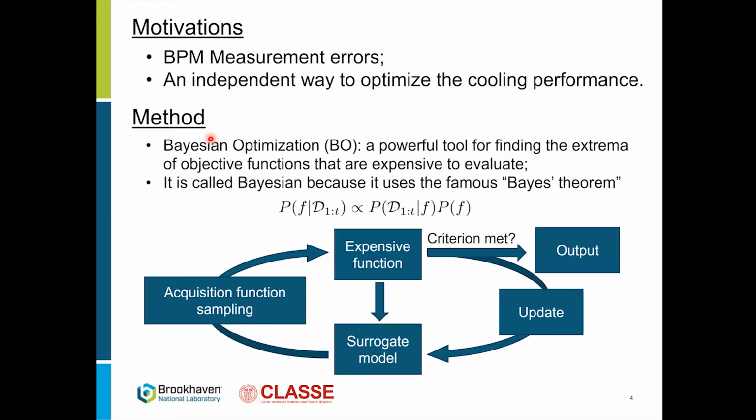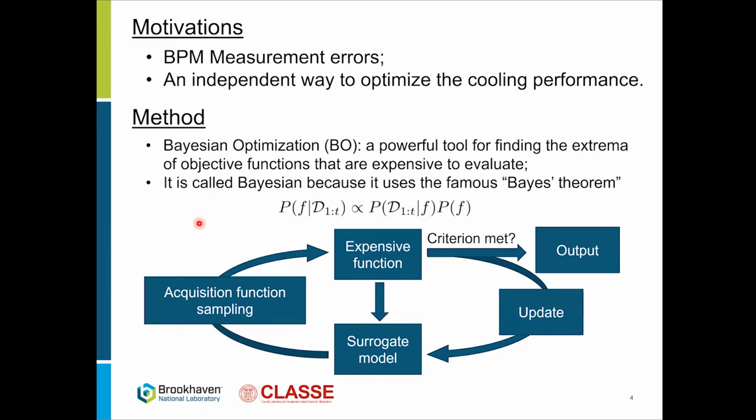Okay. So next is motivation. For cooling the ions, it is obvious that the electron should be in the center because we assume the ions are in the center. However, in the real system, there are some BPM measurement errors. So the real position of electrons is not exactly reflected by the BPM readings. So that's why I want an independent way to optimize the cooling, which will in turn help to validate the BPM calibrations.